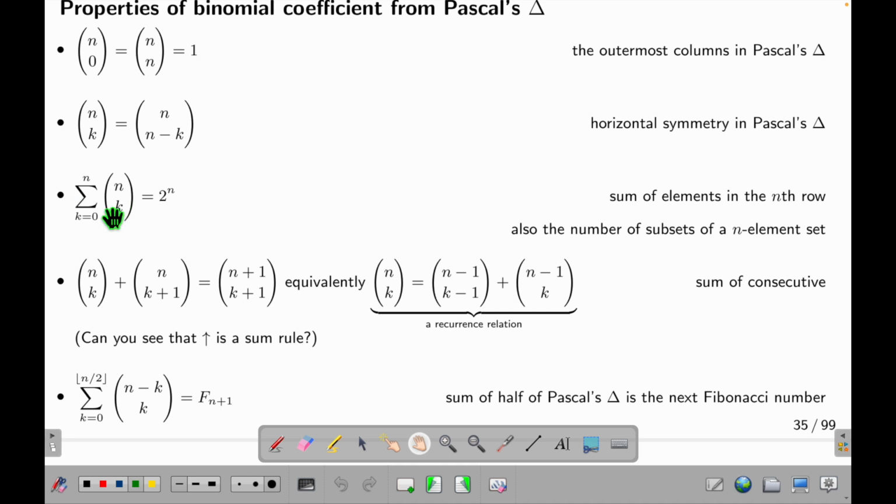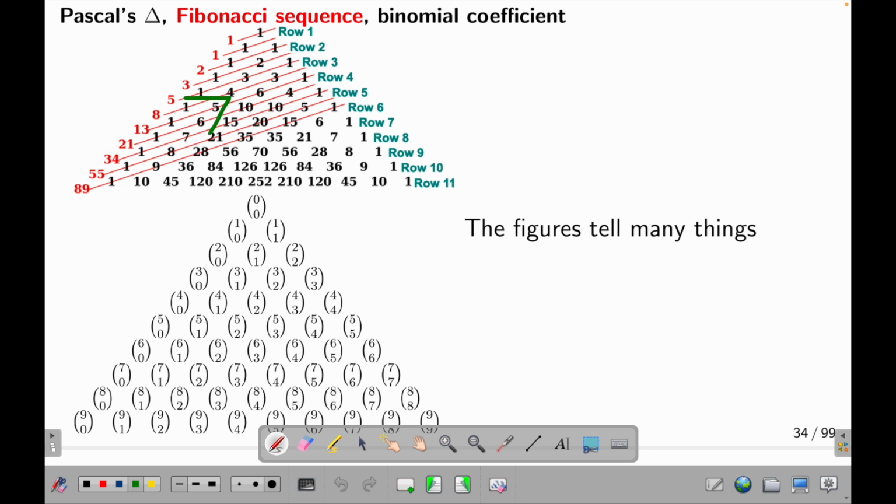So this is what you see. And then this is the sum rule. What the heck? I consider this triangle. 1 plus 5 gives you 6. Let's say this, 3 plus 3 gives you 6. 21 plus 7 gives you 28. That means for any number in this form, the top 2 add up to give you the number in the bottom.